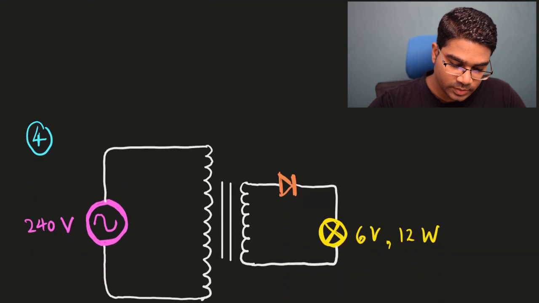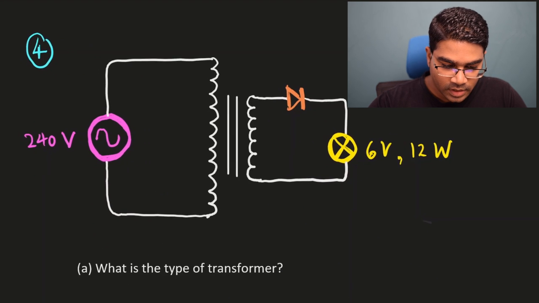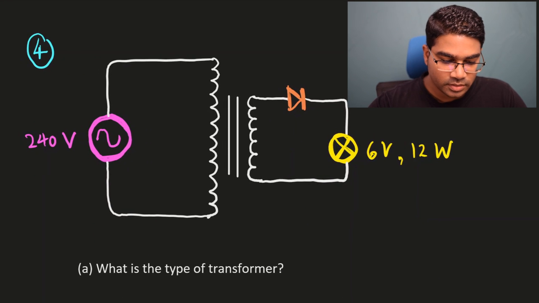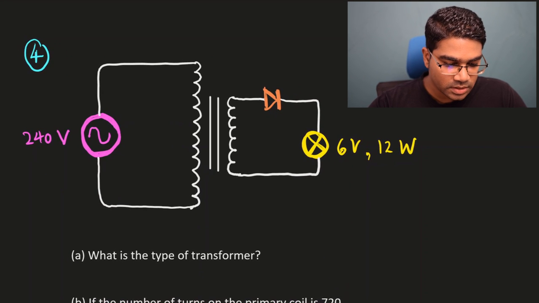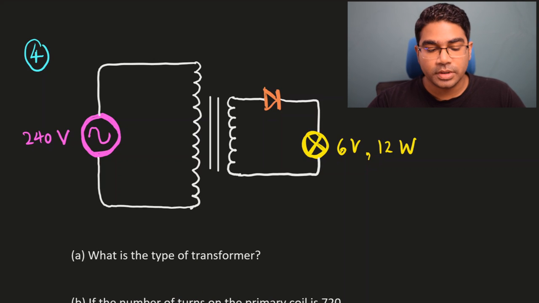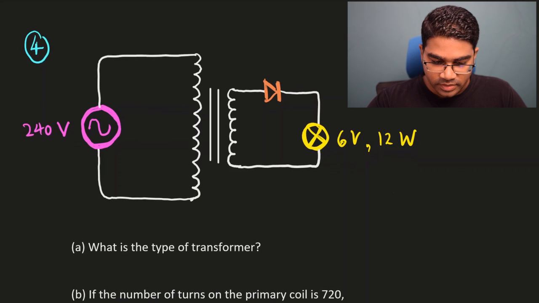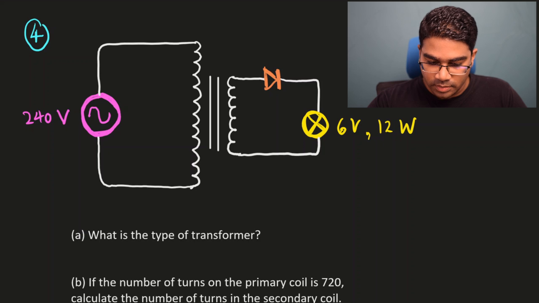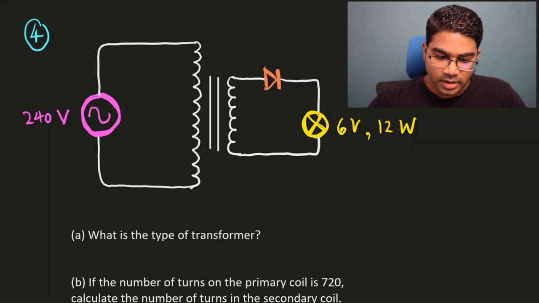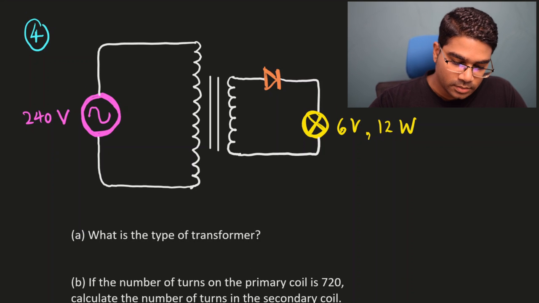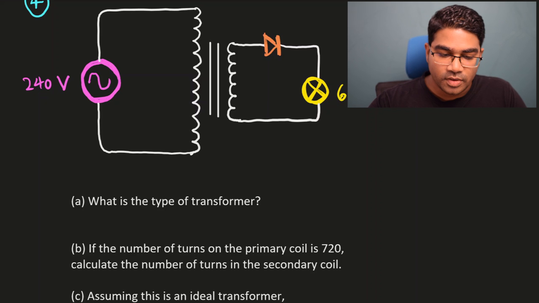Let's move on to transformer calculations. Now let's look at question number 4. So let's just study the diagram first. What we have on the left is an AC power supply of 240 volts. And then we have the transformer, and then we have a bulb on the right side, and we have a diode. So what is the type of transformer?